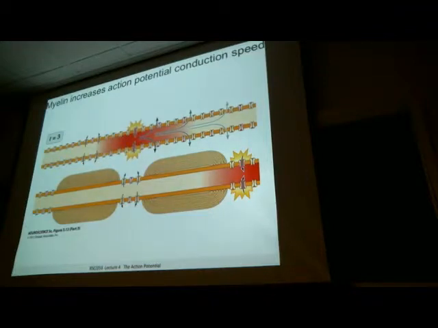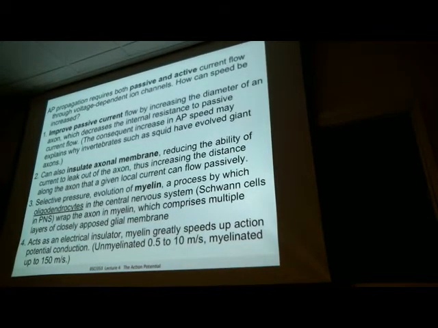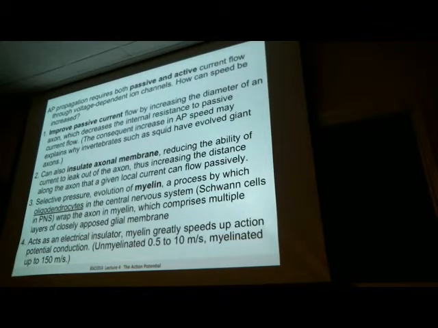All right, so to summarize, we've talked about action potential propagation requiring both these passive and these active mechanisms. You can increase the speed by improving the passive current flow. I realize this is a lot of text, but this is basically what we've just talked about. So you have this passive current flow, and by increasing the diameter of the axon, you can get more flow in the axial direction relative to the leak out the membrane.